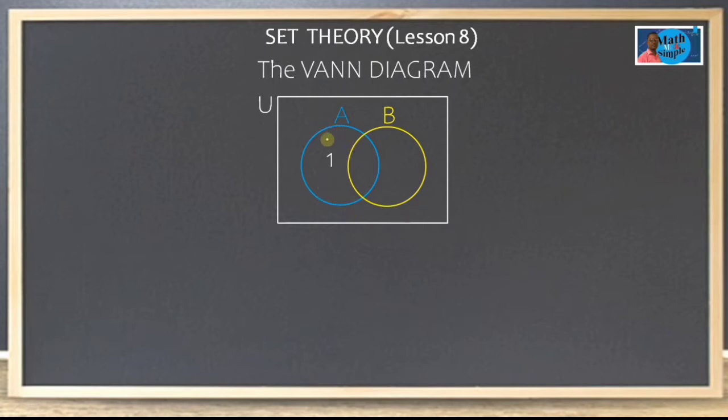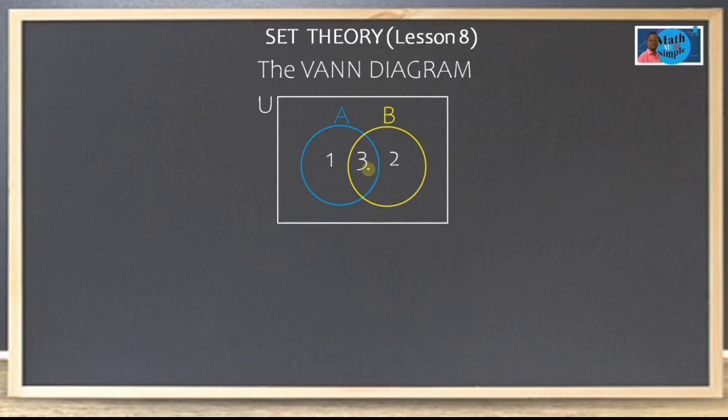Now, if you look in here where we have 1, this is a region that is exclusively members of set A, but not in B. 1 is in A, but not in B at all. And when you look at 2, 2 is in B exclusively and not in A. Then when you look at 3, 3 is in B and 3 is also in A.